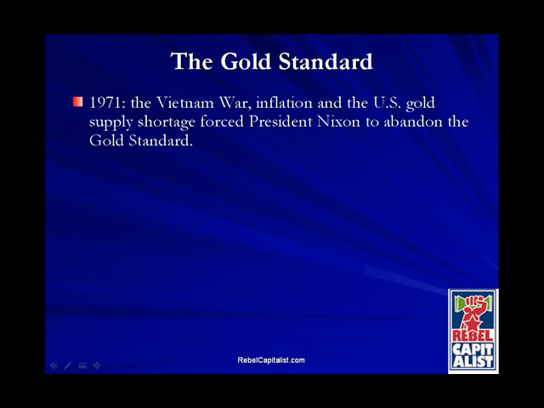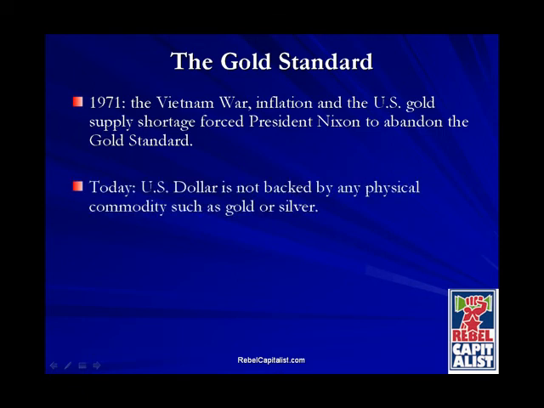Then in 1971, with the Vietnam War, high inflation, and a supply shortage of U.S. gold, President Nixon abandoned the gold standard. And so what do we have today? We have a U.S. currency that is not backed by any physical commodity such as gold or silver.